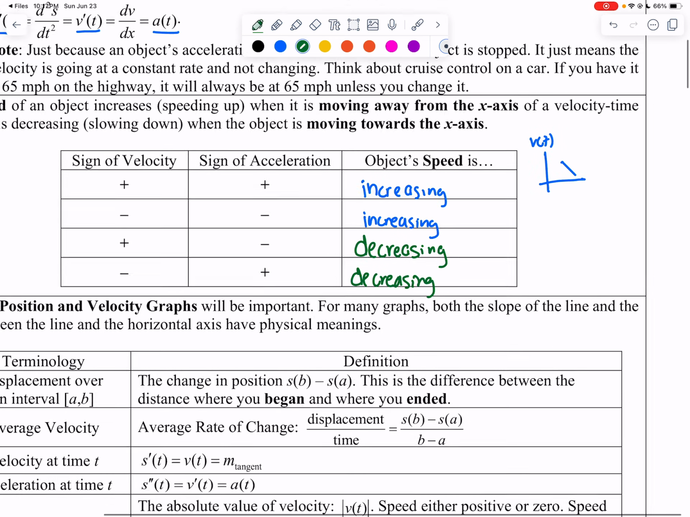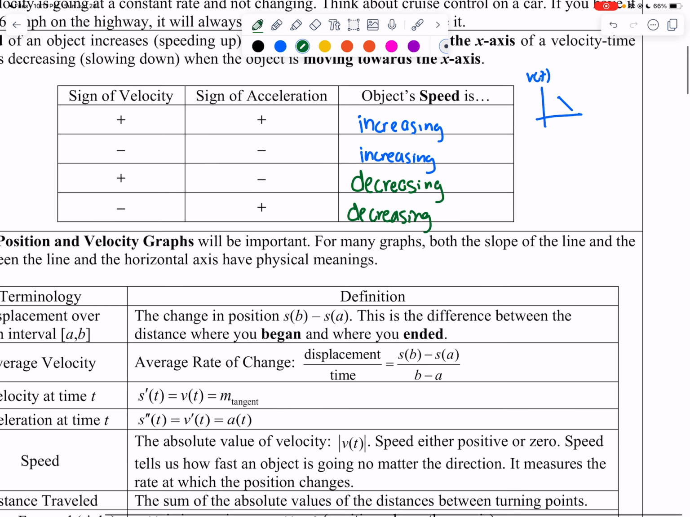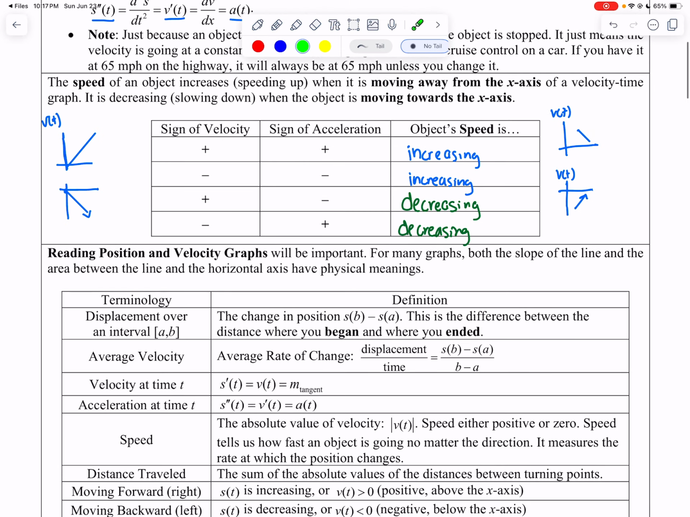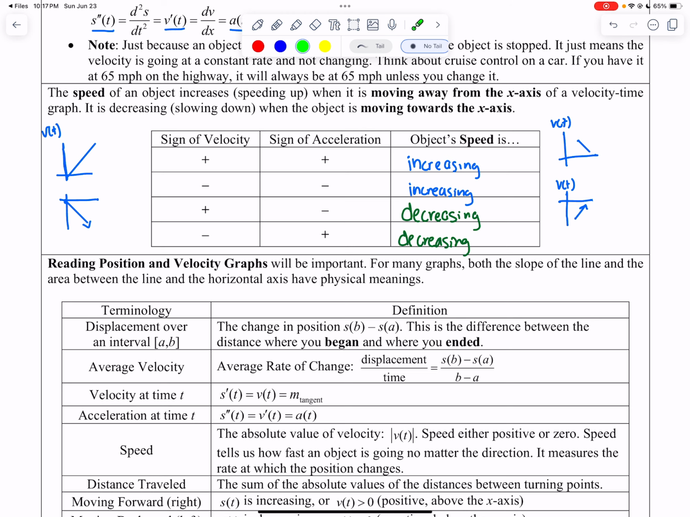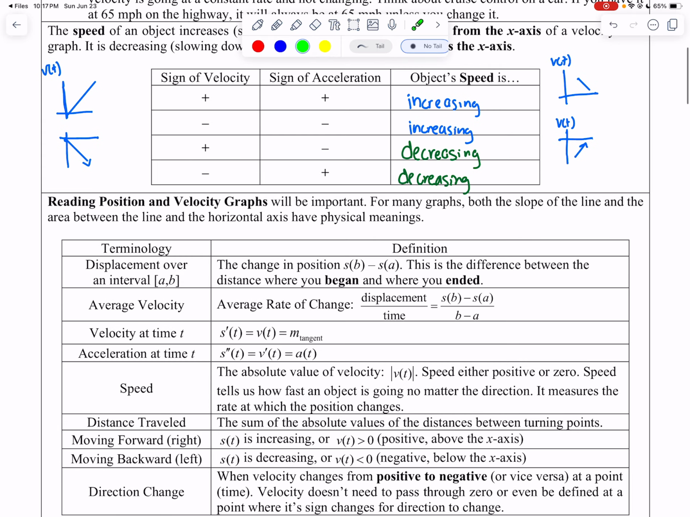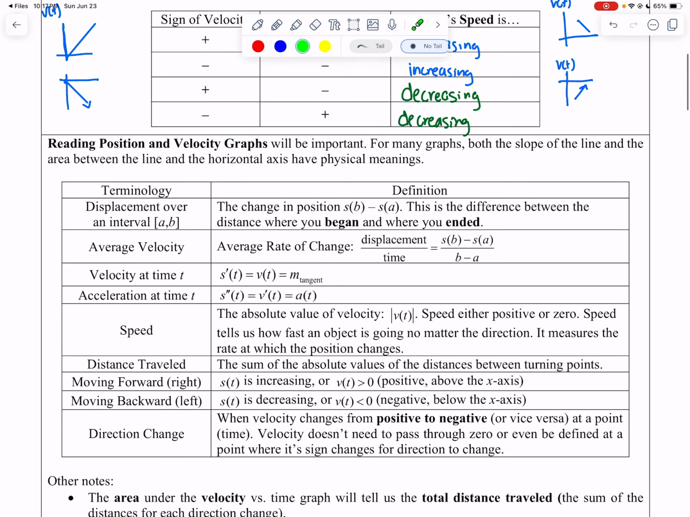Likewise, if my velocity is negative and my acceleration is positive, which means that if it looks something like this right here, where I have v of t being negative, but my slope is positive, which means that my acceleration is going to be positive, it's moving towards the x-axis. So that's one way that we can do it graphically. Algebraically, we're just going to be looking at signs. So we're going to be working with those in a couple of examples.